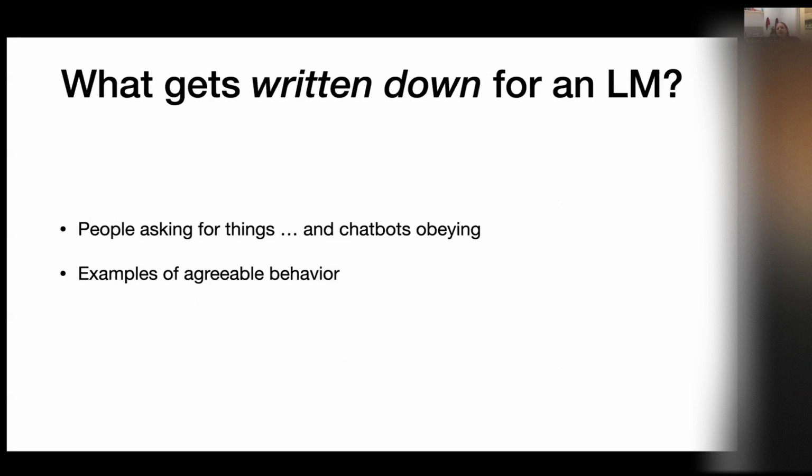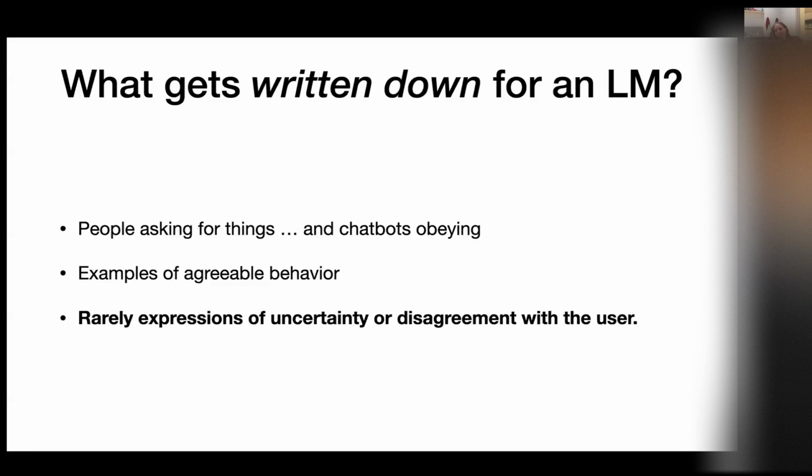Okay. What actually gets written down for language models? Obviously, they consume the whole internet, but then they have to be taught how to be chatbots, right? And the way that they're taught to be chatbots is through a bunch of specific examples that a company usually hires someone to write. And those examples are people asking for things and the chatbots obeying and agreeing to things and just generally being nice, agreeable.